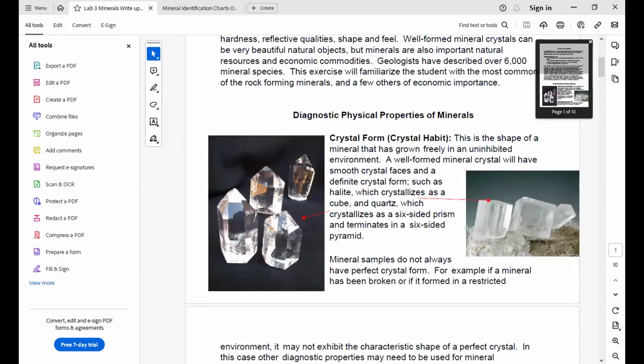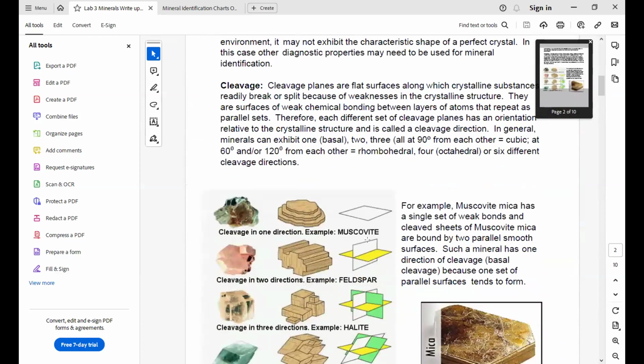Crystal form is how a mineral would form if it was growing freely in an uninhibited environment. If you've ever seen a geode that has crystals inside, like a thunder egg, then that's that kind of environment. They're very different than how they might form if they had other minerals growing right next to them at the same time. Cleavage is how a mineral breaks.